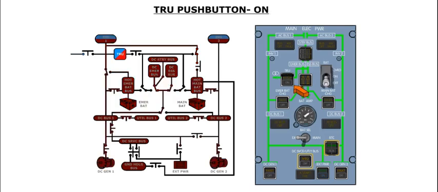When the TRU push button is pressed in, the TRU is connected to AC wild bus 2. This will illuminate the white on caption. An arrow above the caption illuminates amber when the TRU is supplying DC power to the DC emergency bus, the DC standby bus, inverter 1, and the DC essential bus.